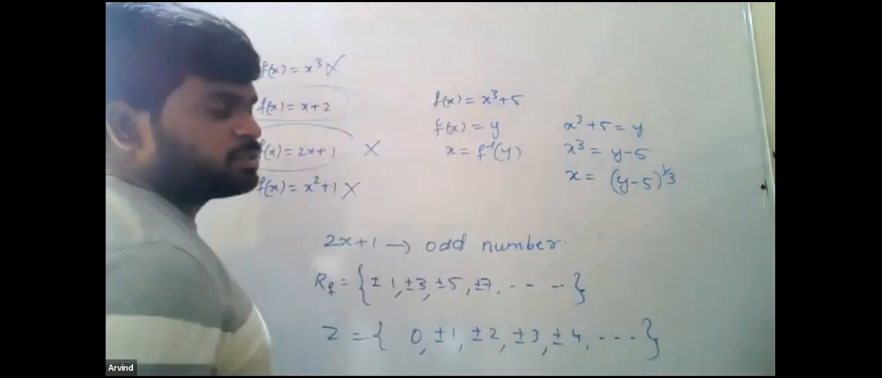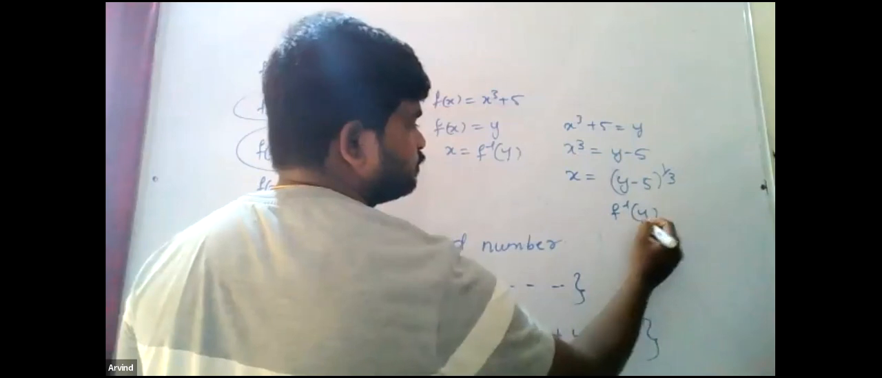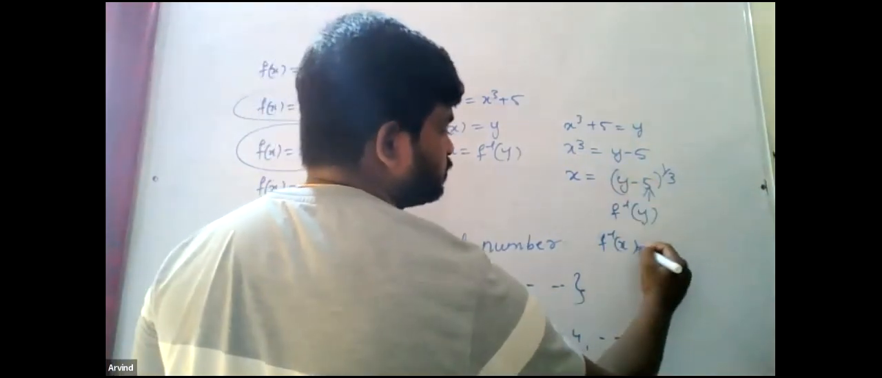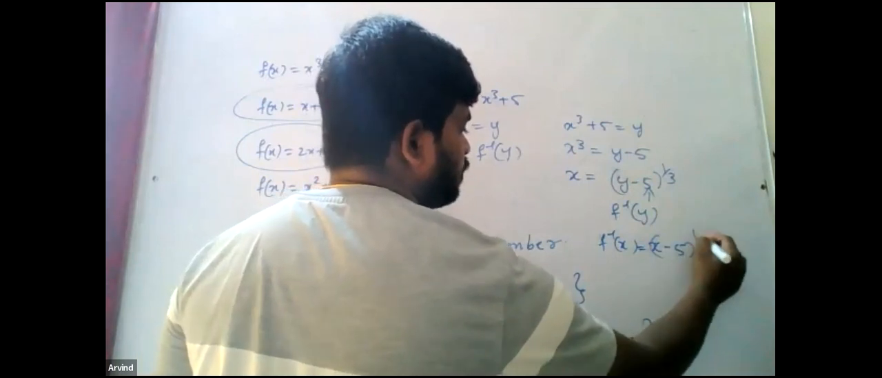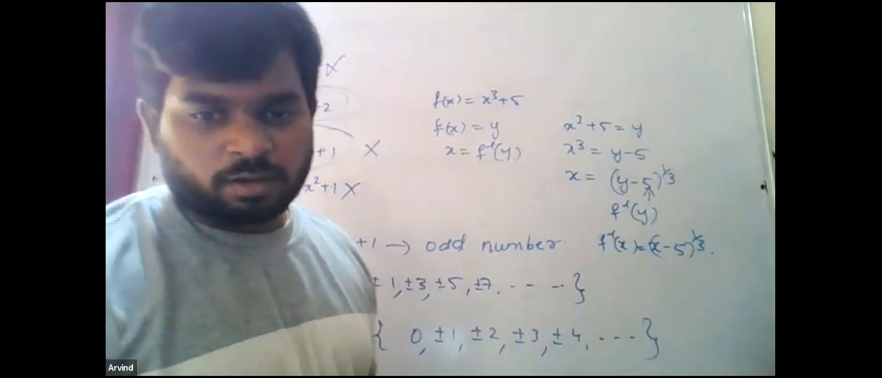Whole to the power of 1 by 3 is nothing but cube root. So this is your f inverse of y. And if you want f inverse of x, just replace it by x, which is x minus 5 whole to the power of 1 by 3. So that's the correct option. Okay, very good.